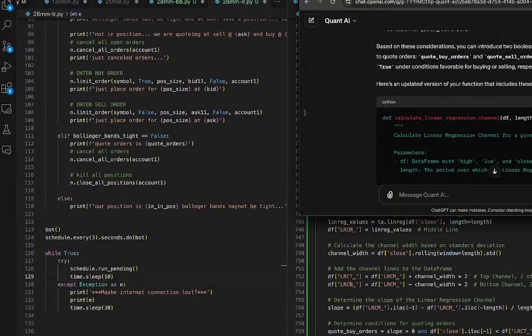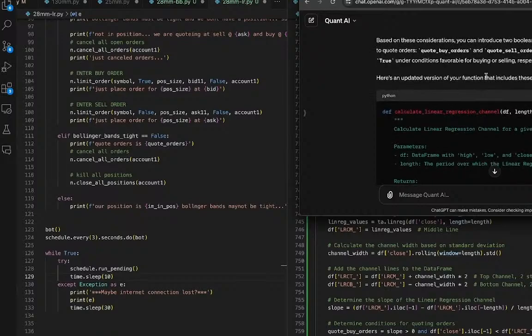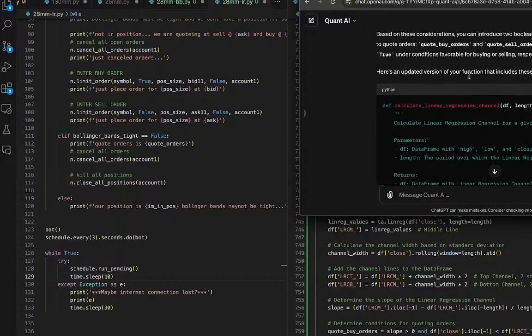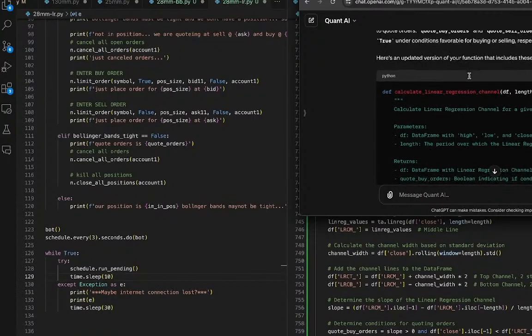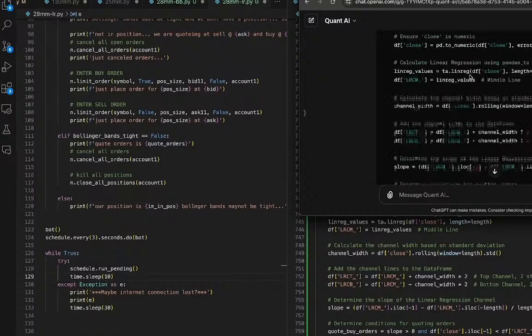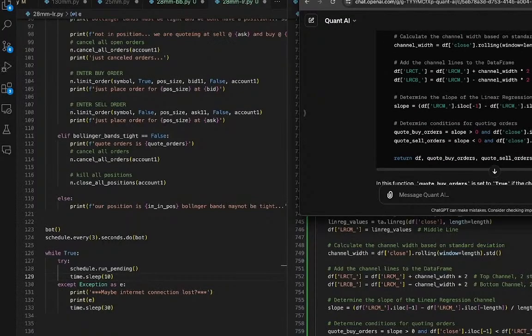So you might set these true under conditions favorable for buying and selling. Cool. Buy order, sell order. Man, I could build bots out of this, to be honest. Build one that's buy orders, one to sell.